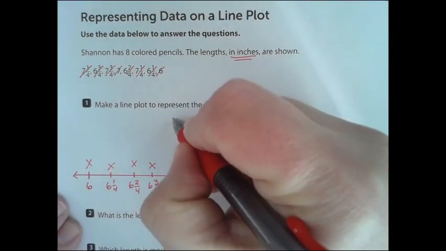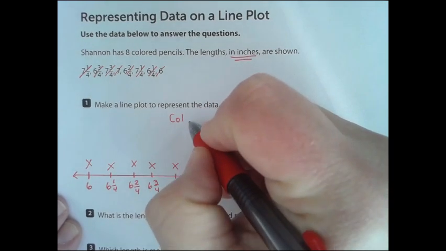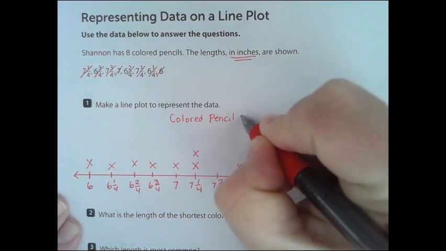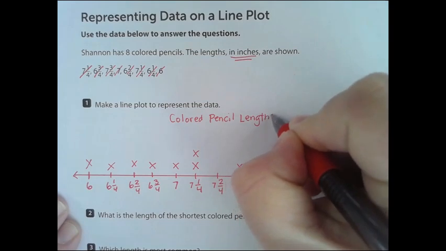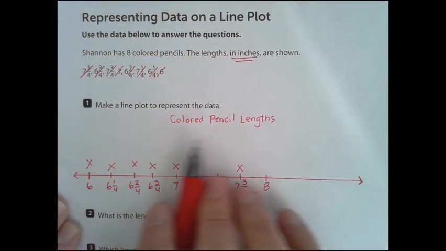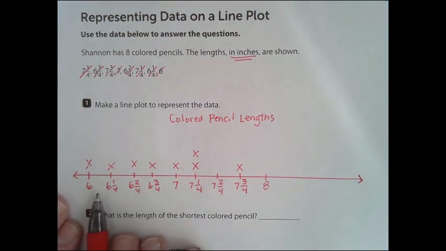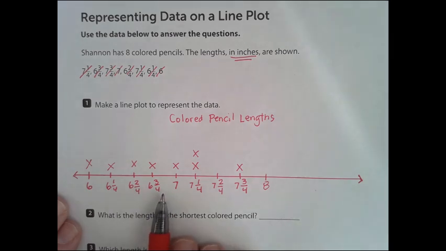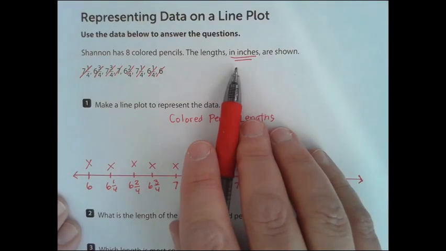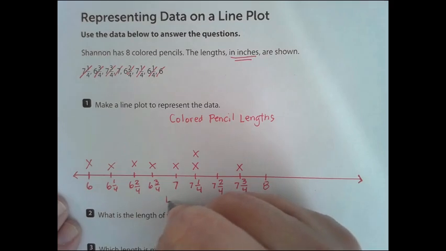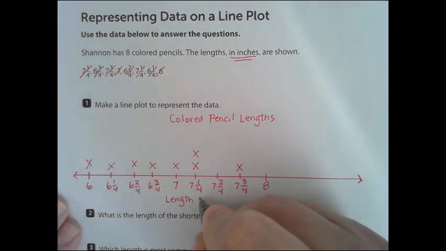All right, so I could call this colored pencil lengths. So I'm hoping you don't forget to put your title and then our label. So now the label is, what are these numbers? What do they represent? Are they like miles? Is it inches? Is it gallons? What is it? Well, these numbers are inches because that's what it said. So these numbers are the length in inches.